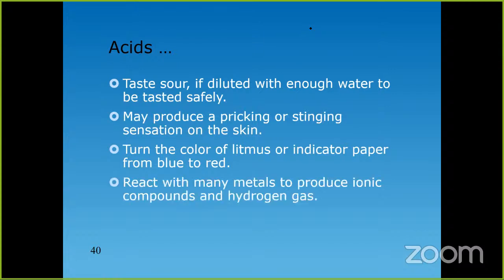A fourth property, and this is not true for all acids and not true for all metals that we try this with, it says here that acids react with many metals to produce ionic compounds and hydrogen gas. That is true for most, but not all. And not all metals will undergo this reaction.